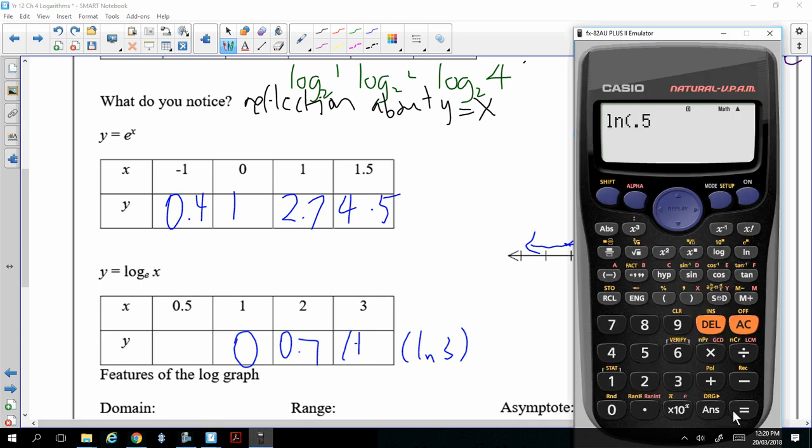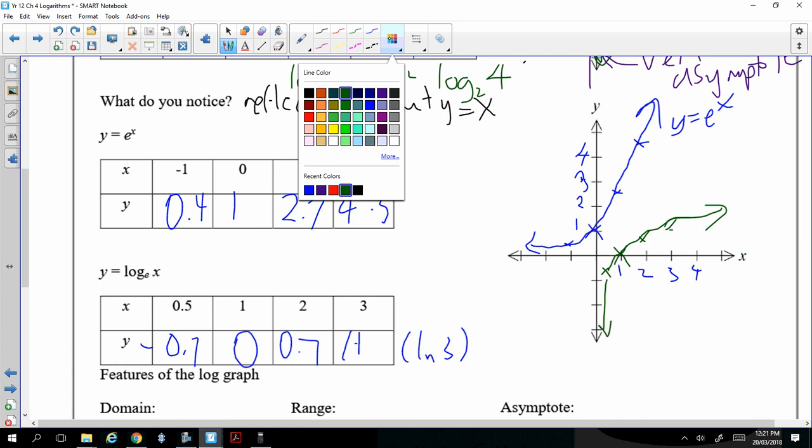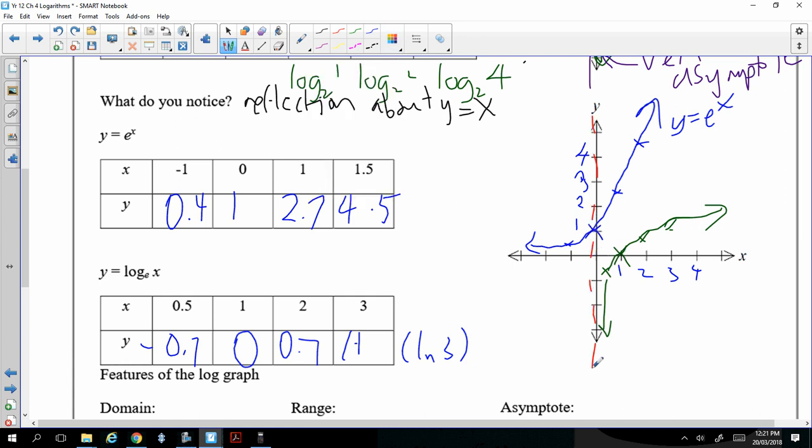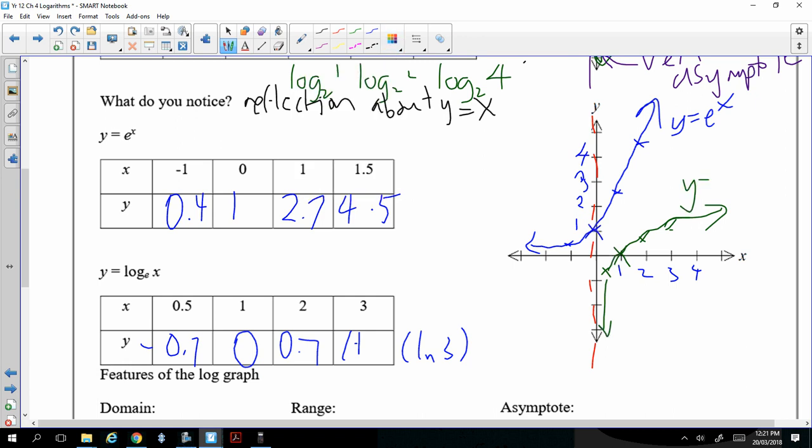So let's draw the graph. So we've got 1 here, 2 is 0.7, 3 is 1.1, and then you get -0.7. Alright, so you get something like this. And same thing with the asymptote as well, with the asymptote here. Okay? And write down the equation y equal to log base e of x.